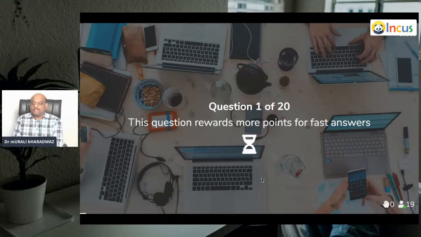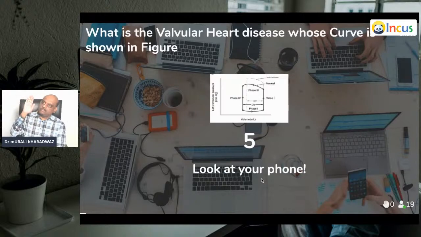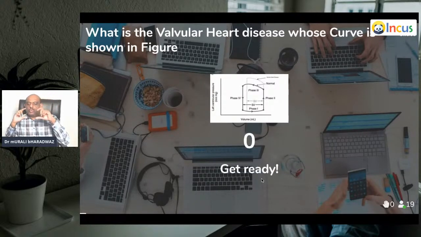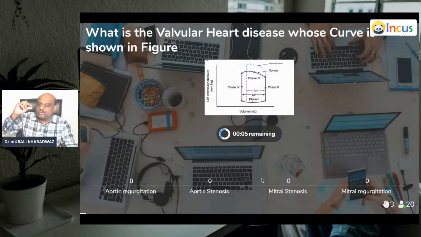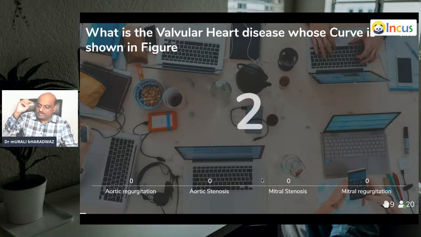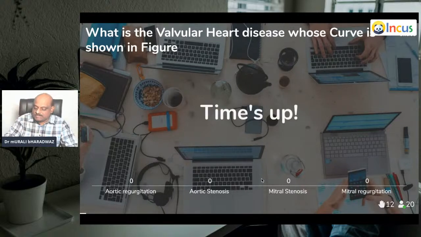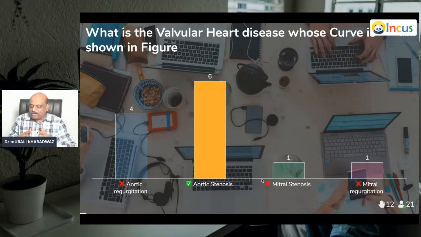Look into your smartphone. So you have been shown 2 curves. One normal curve of the volume and pressure in the left ventricle, and you have been shown another curve. What is that curve? Valvular heart disease. Let me see how many cardiologists are sitting here. Bravo! It is a classical aortic stenosis is what you need to remember.